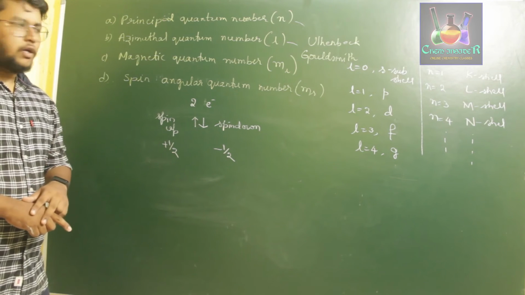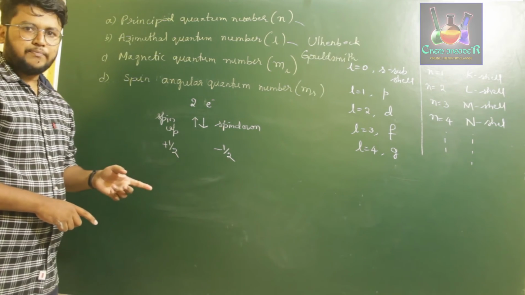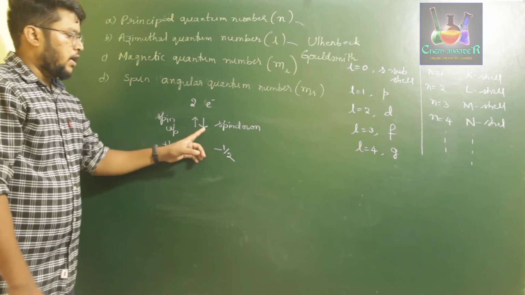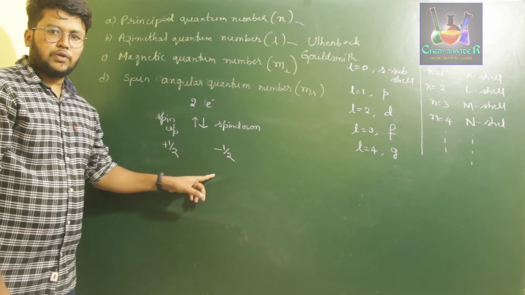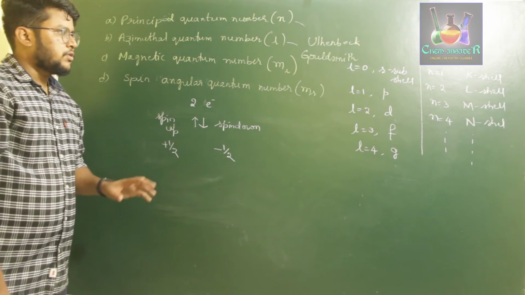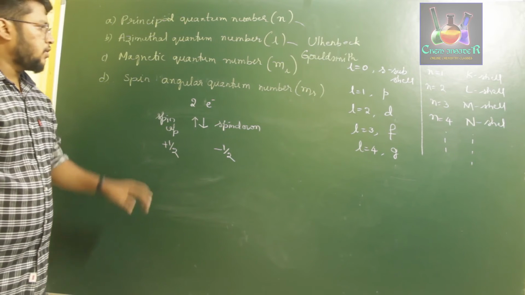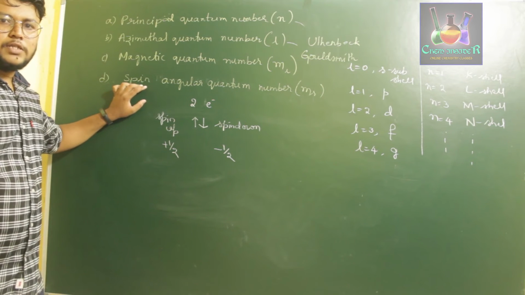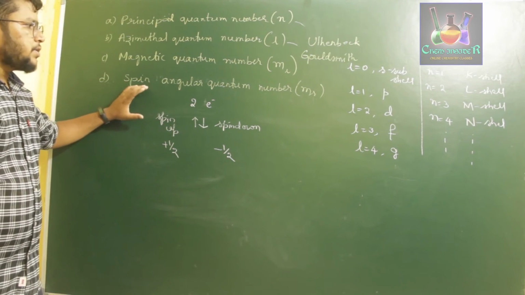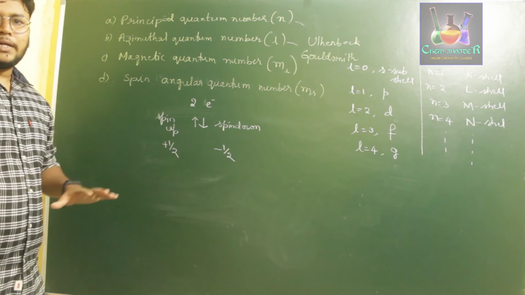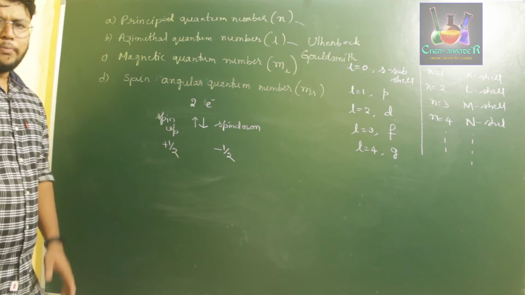Whose spin angular quantum number will be different. So if one is of up spin with value plus 1/2, the other will be of value minus 1/2 with a down spin. Okay, so this was explained by Goudsmit and Uhlenbeck, who stated the fourth quantum number as the spin angular quantum number, which is helpful for determining the complete number of electrons present in a given orbital.